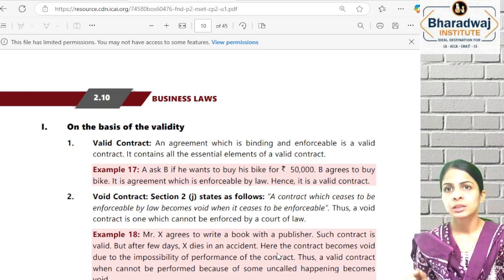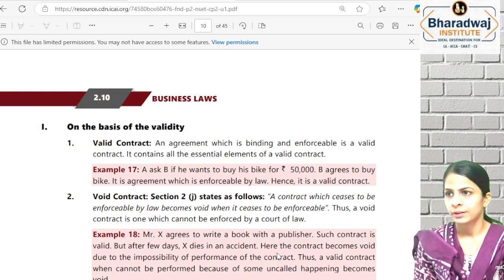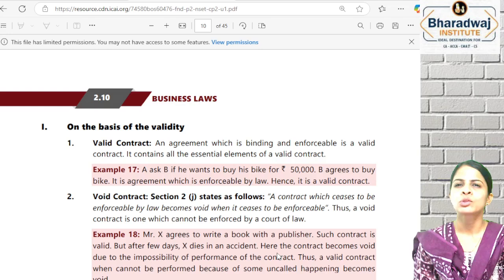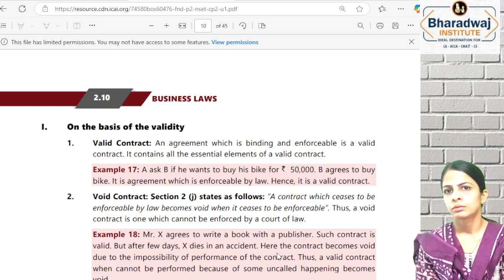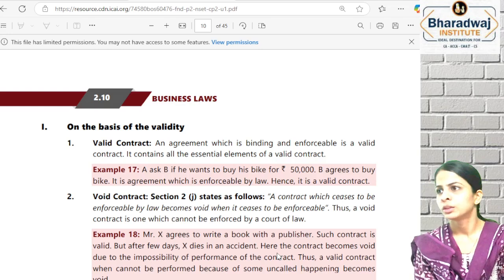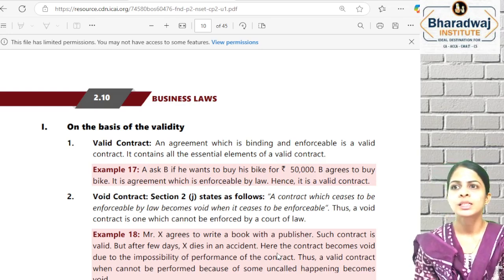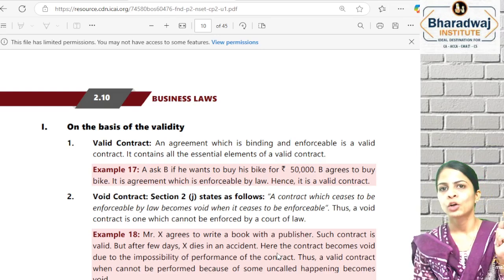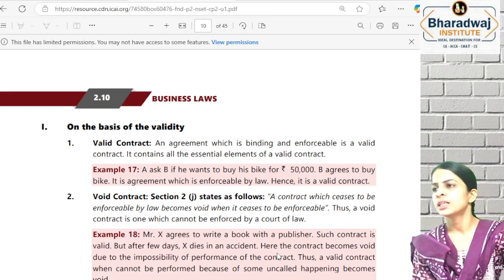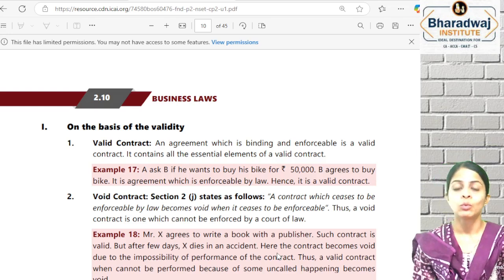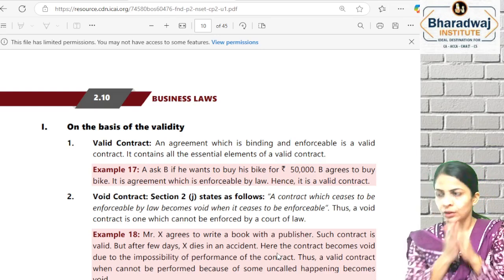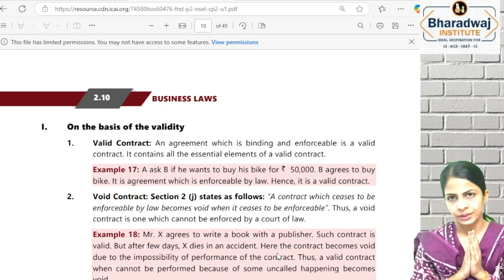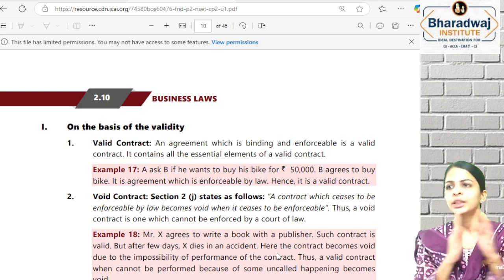Next, third one is voidable contract. The term voidable is used where? You remember in which cases the term voidable is used? Undue influence, coercion, fraud, misrepresentation. In all these cases, the contract becomes voidable. Now, voidable means what? At the option of one party, he can avoid the contract, or he may continue the contract.